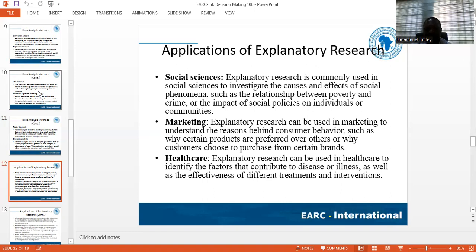Marketing. Explanatory research can be used in marketing to understand the reason behind consumer behavior, such as why certain products are preferred over others or why customers choose to purchase from a certain brand. Healthcare. Explanatory research can be used in healthcare to identify the factors that contribute to a disease or illness, as well as the effectiveness of different treatment and intervention.